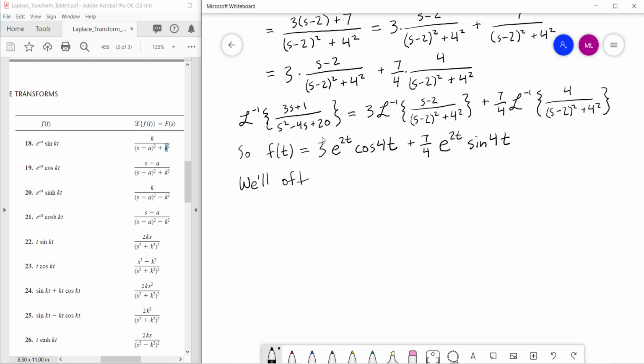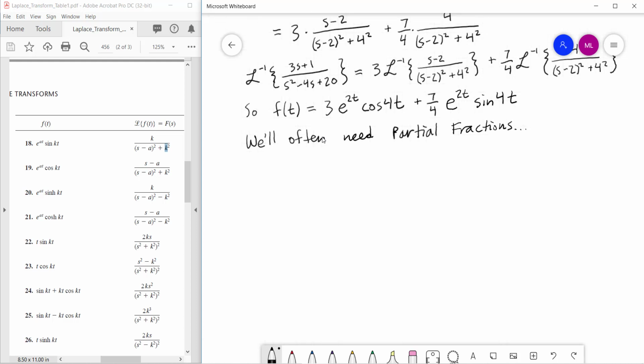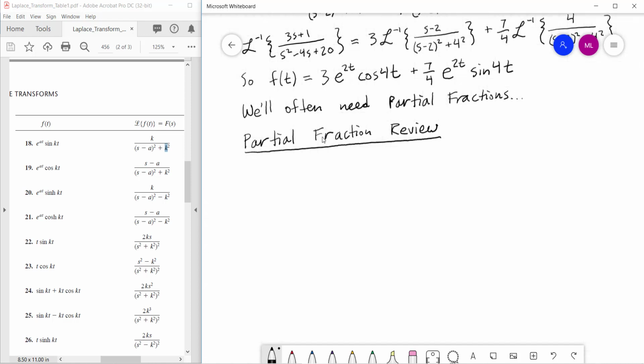We'll often need partial fractions. And so let's do a partial fraction review. Okay, so partial fractions comes up and has a couple of different cases that you can encounter. So let me just review the possible cases that we can get and see how we resolve each one of them. So the possible cases.